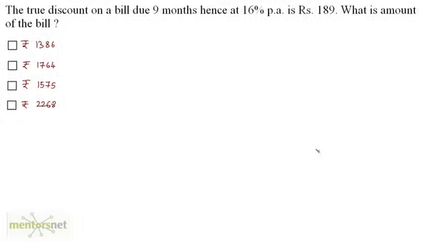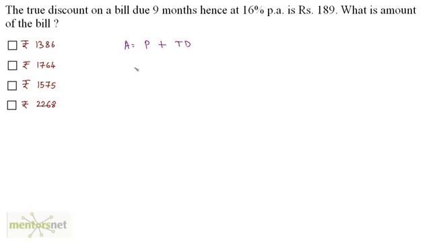The true discount on a bill due 9 months hence at 16% per annum is 189 rupees. What is the amount of the bill? Well, the amount is basically the principal amount or the present worth plus the true discount. That's the interest on the principal, isn't it? And amount is what we have to find.